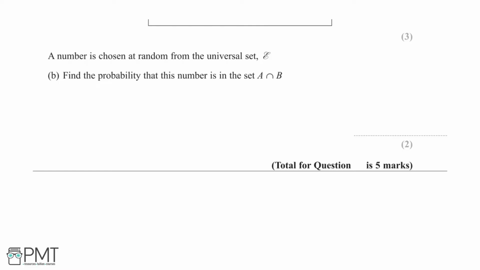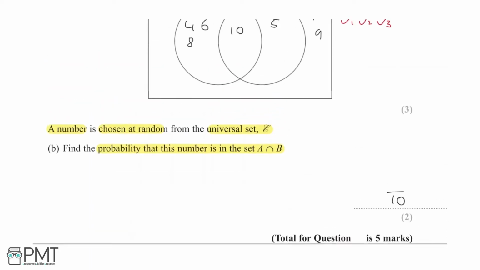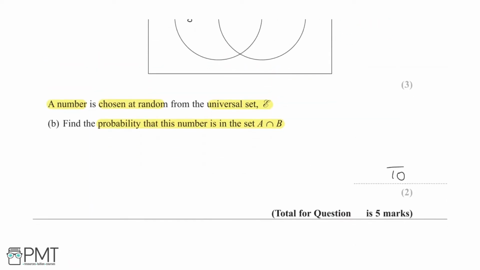Part B is telling us a number is chosen at random from the universal set of all numbers, okay? Part B explicitly is asking us to find the probability that this number is in the set A and B for 2 marks, okay? So, we have 10 numbers altogether, so it's going to be over 10. And in the set A and B, we have 2 numbers, okay? So it's 2 over 10. This part is worth 2 marks.